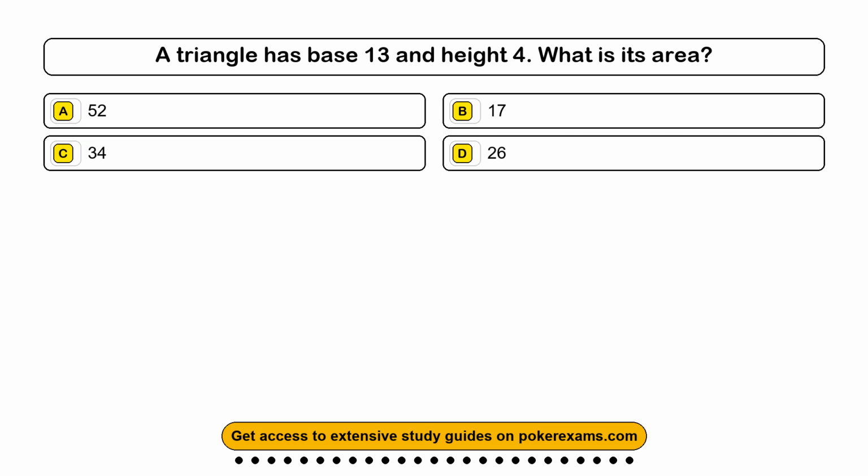Question 17. A triangle has base 13 and height 4. What is its area? Option A, 52. Option B, 17. Option C, 34. Option D, 26.